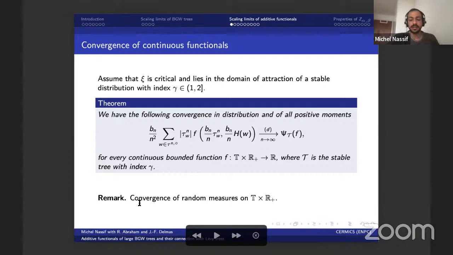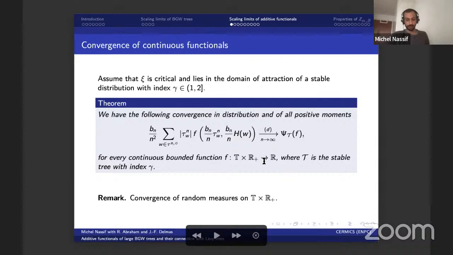This is actually a statement about random measures, right? Because if you look at the left-hand side and let f vary, this defines some random measure. And this is just saying that this random measure converges to some random measure which depends on the stable tree.